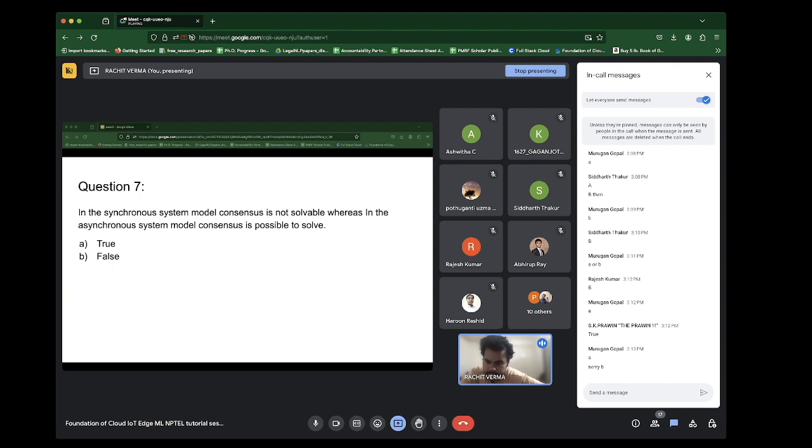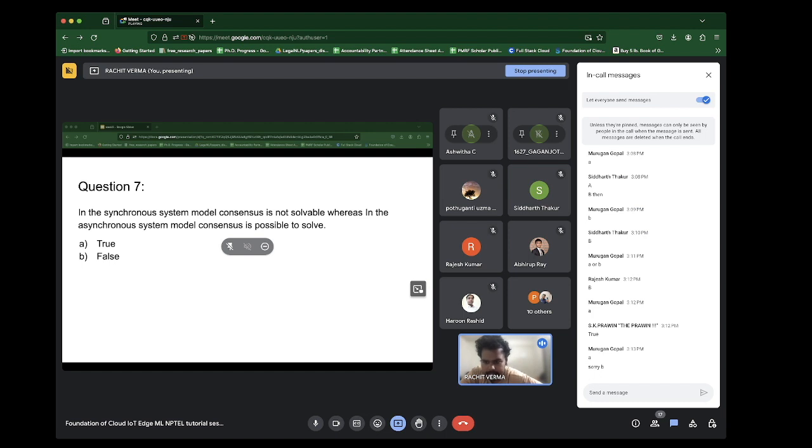So in the synchronous system, what happens? All the clocks are properly synchronized, but in the asynchronous system, the clocks are not properly synchronized. So in the asynchronous system, since the clocks are not synchronized, you could have problems with correctness and fairness. Because of that, it is not always possible to solve consensus. So consensus is not possible to solve in the asynchronous system.